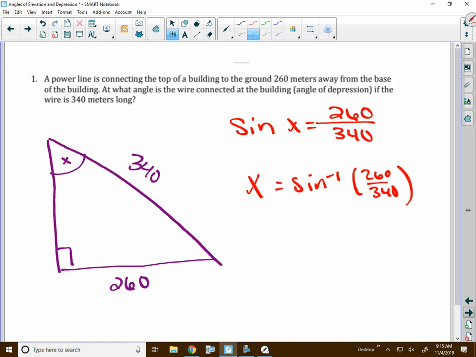So second sine for the TI-83 or 84; the Inspire does something different. Then put your fraction in there. You should end up with 49.88. They will round to 49.89 degrees.